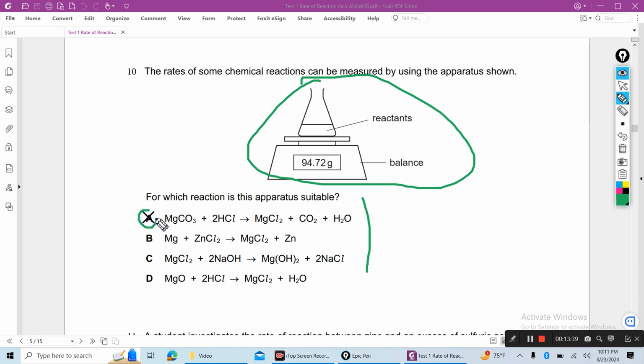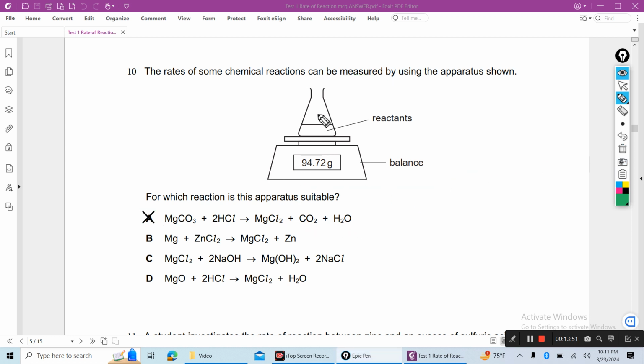First you answer A, because when magnesium carbonate reacts with hydrochloric acid, magnesium chloride, carbon dioxide and water is produced. As carbon dioxide gas is produced, it will go outside, and mass of the reactant decreases. So for answer A, this apparatus is suitable.